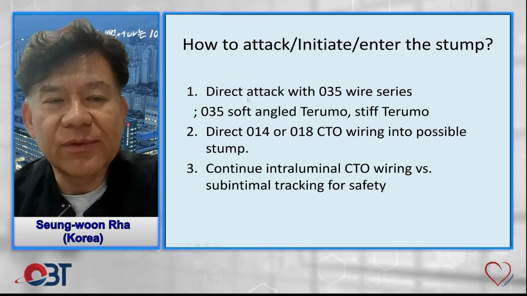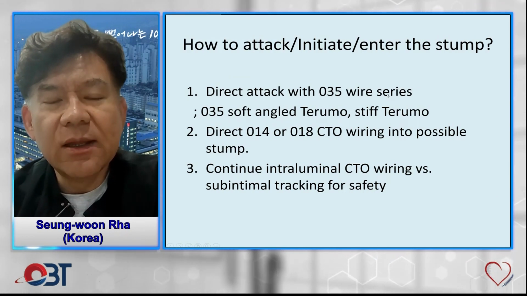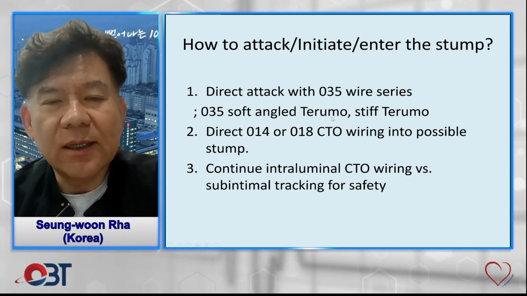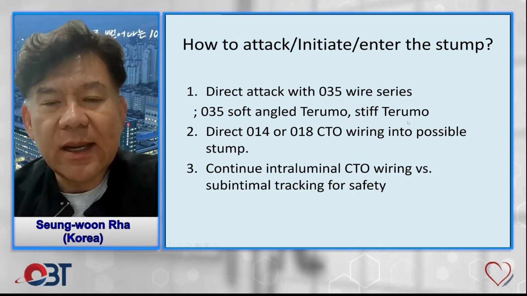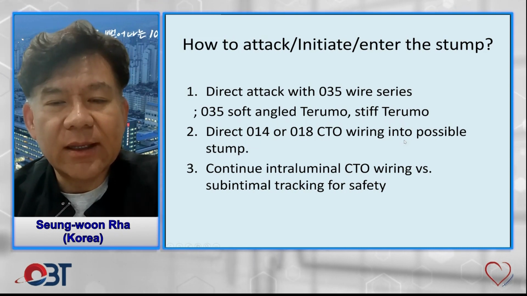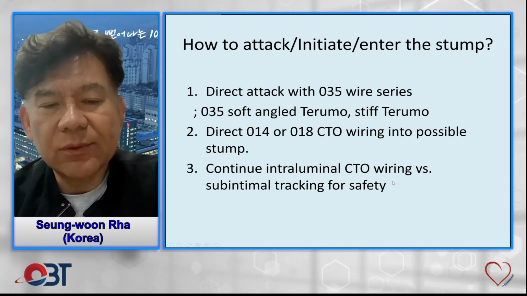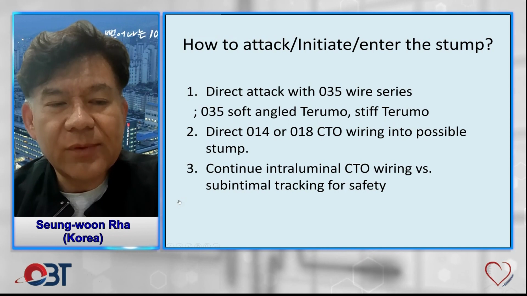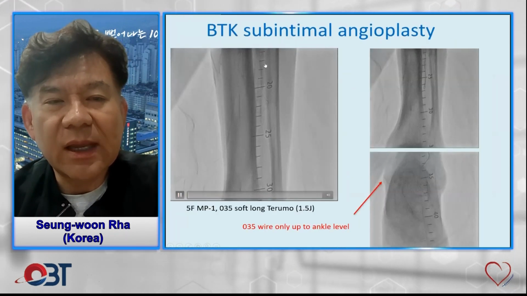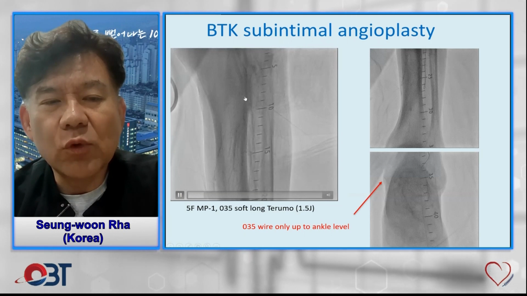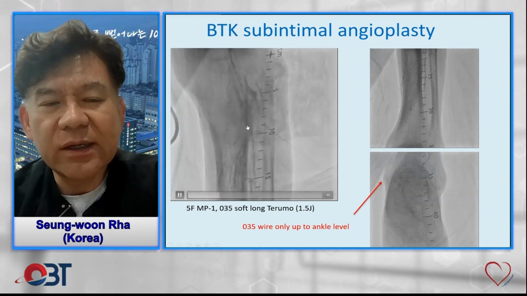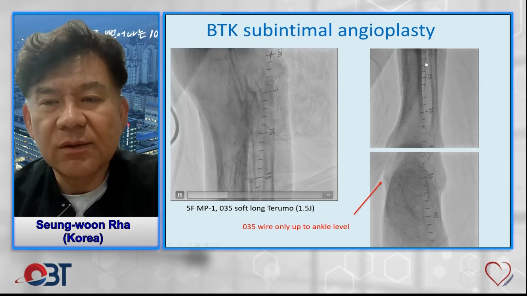You can do some IVUS guided or the fluoroscopic guide and direct 3.5 wire attack or the 14 dedicated 18 CTO wiring attack, and then starting the intraluminal or the subintimal tracking. This is this case, previous case. So once I'm starting this, only peroneal left, but the peroneal itself also stumpless in the mid portion.